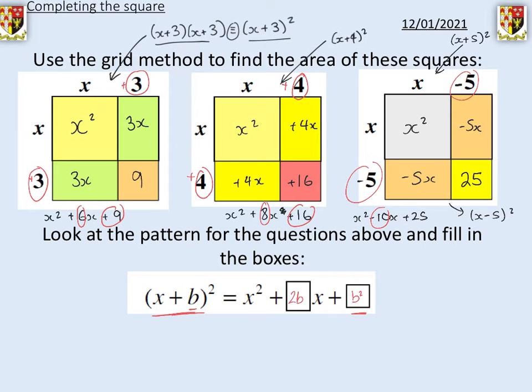Remember, the b squared just comes from 3 times 3 here gave me 9, which is 3 squared. 4 times 4 gave me 16, which is 4 squared. And minus 5 times minus 5 gave me 25, which is minus 5 squared. So that's where that comes from. That's just a quick reminder, but I'm pretty sure that we're all okay with that on this slide anyway.